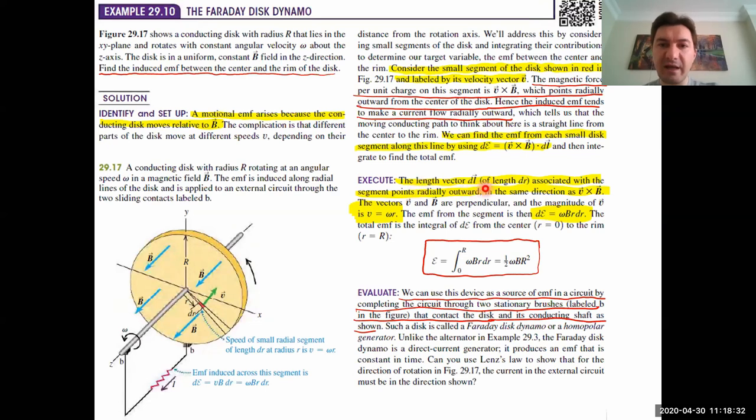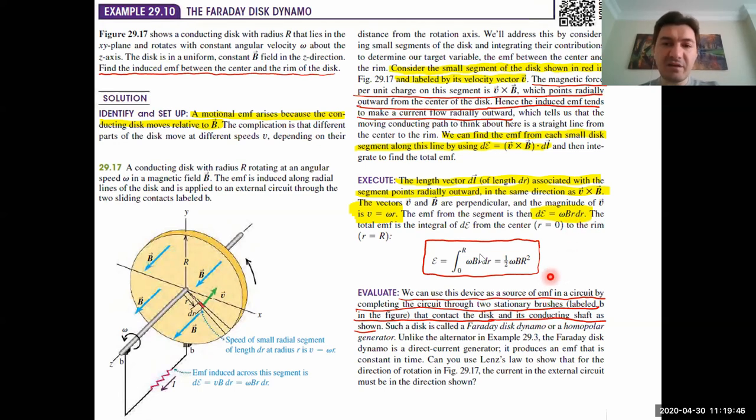So the length vector dl or dr along that line associated with the segment points radially outward. This is the direction of the dl, in the same direction as v cross B along the force. The vectors v and B are perpendicular. The direction of v is in the xy plane, but the direction of B is perpendicular to the xy plane. The magnitude of v is given by that expression. Just take this v and put it there. Then finally, we have the EMF for that segment: omega B r dr, with the angular velocity, the magnetic field, the distance between the center of the disc and this small segment, and this dr.